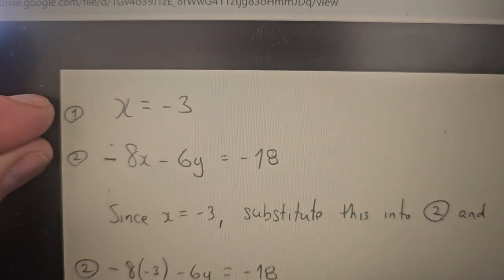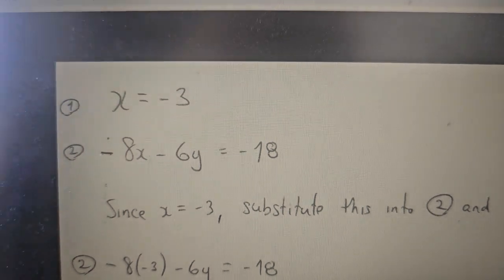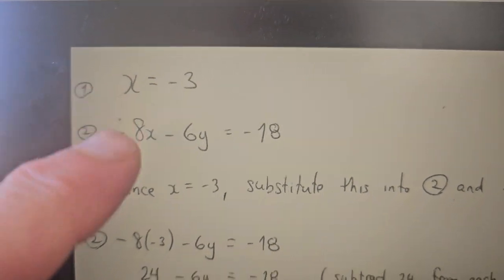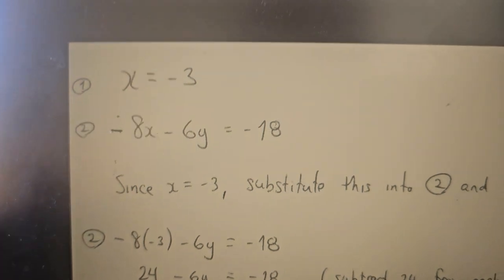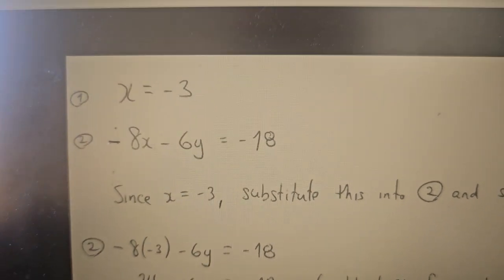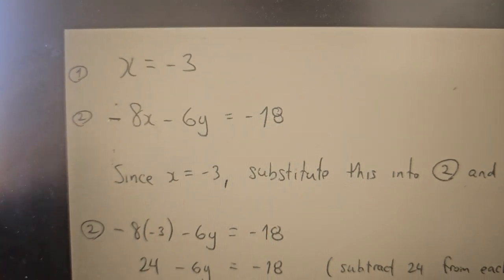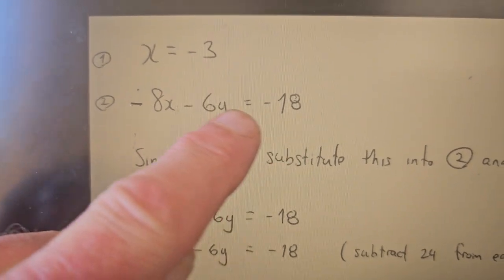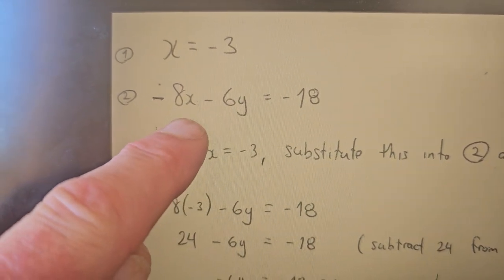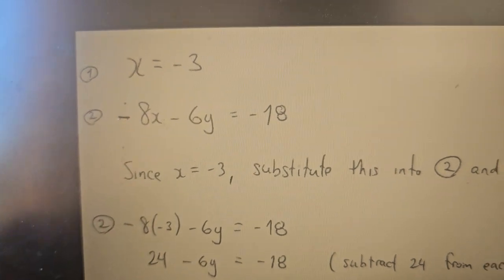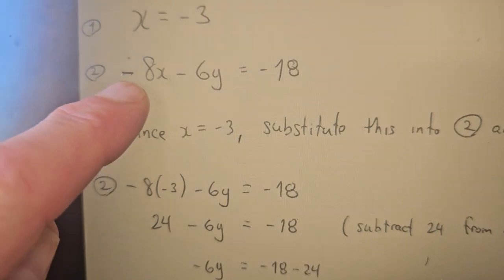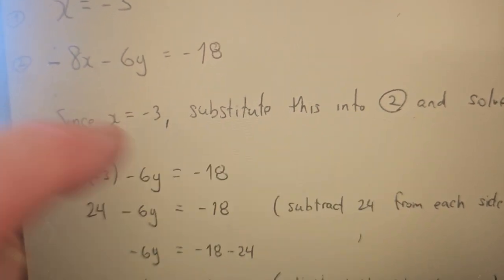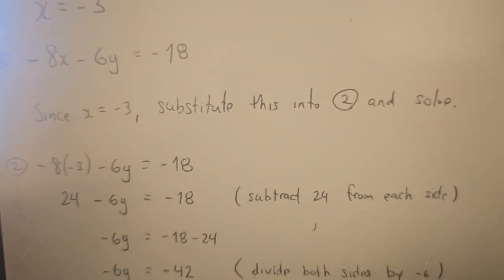So starting off with these two simultaneous equations, what you want to look for when you're doing substitution is whether you have one of the variables that is simply a number. And in this case, we do. So if x is -3, in the other equation, anywhere you see an x, you're going to put the -3. So where we have -8 times x, you will substitute this into the second equation and then solve.